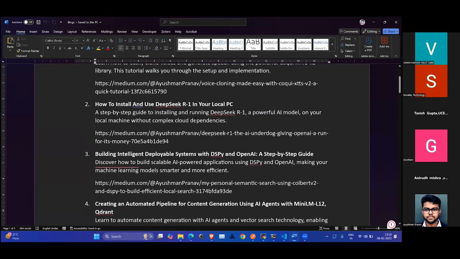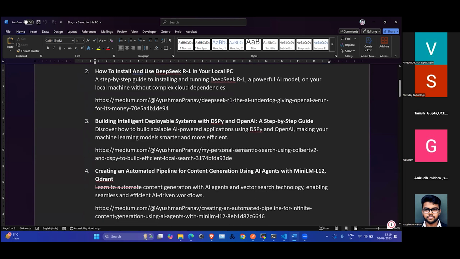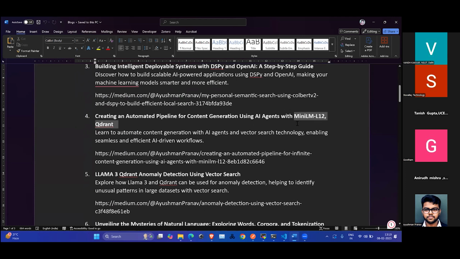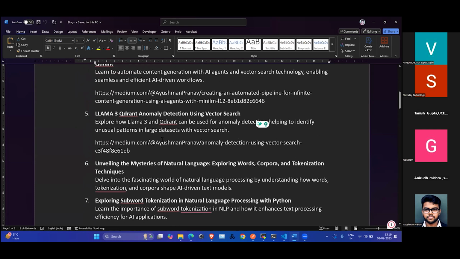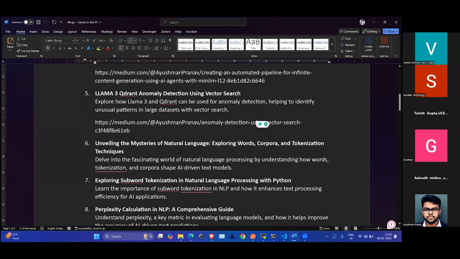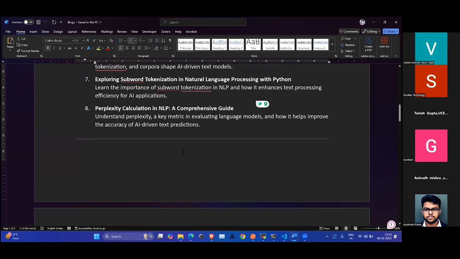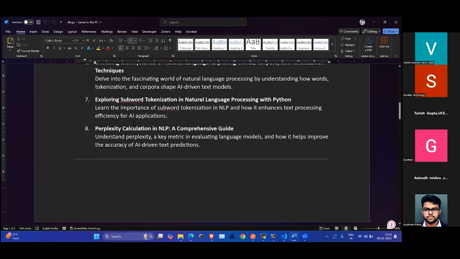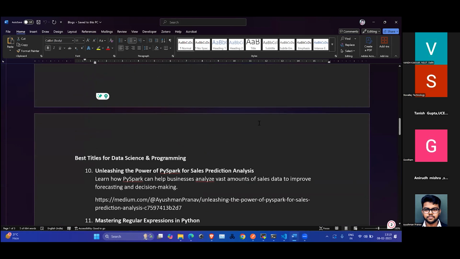So going into that, this is your category one, going into Gen AI and how to build those systems. It could be embedding model based, that is MiniLM using Qdrant. It could be AI agents based. It could be a content generation pipeline. It could be using some LLMs like Llama 3, OpenAI. Or it could be on the basis of what Gautam sir taught in the last session, that is subword tokenization using NLP and Python. And it could be based on perplexity, that is another NLP concept.